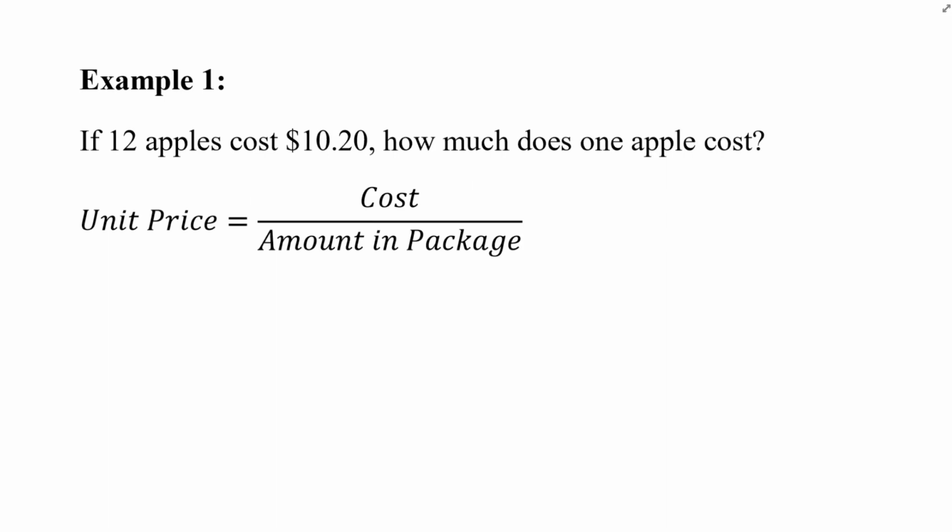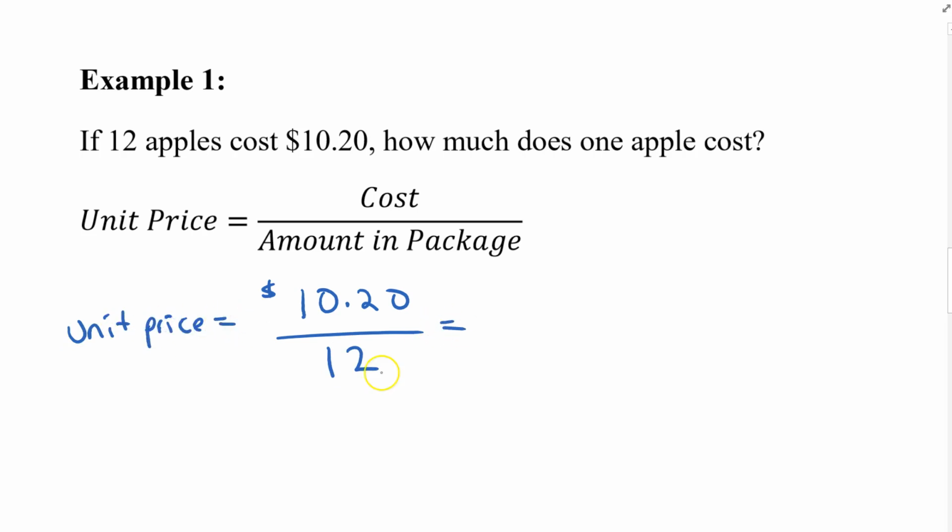Let's try our first example here. 12 apples cost $10.20. How much does 1 apple cost? Well, let's try it. We'll get out $10.20. That's how much it is for 12. So the unit price, in other words, the cost for one of them, I've just divided out, and I get 0.85 per.